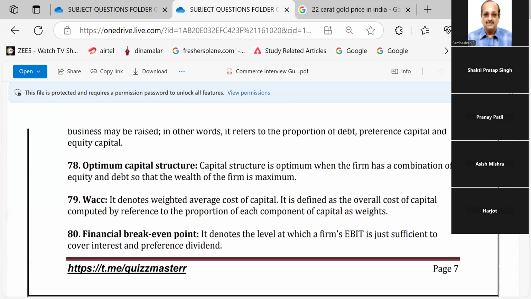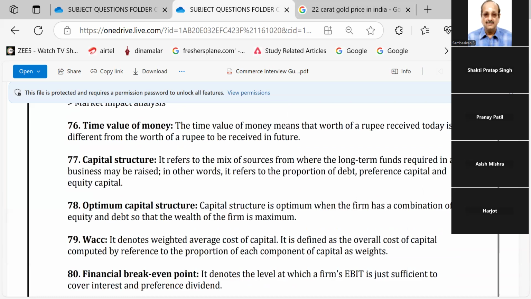And what's next? 79, WACC. It denotes weighted average cost of capital. It is defined as the overall cost of capital computed by reference to the proportion of each component of capital as weights. They take even debentures as a capital. That is why they say different interest rates. Doesn't matter.